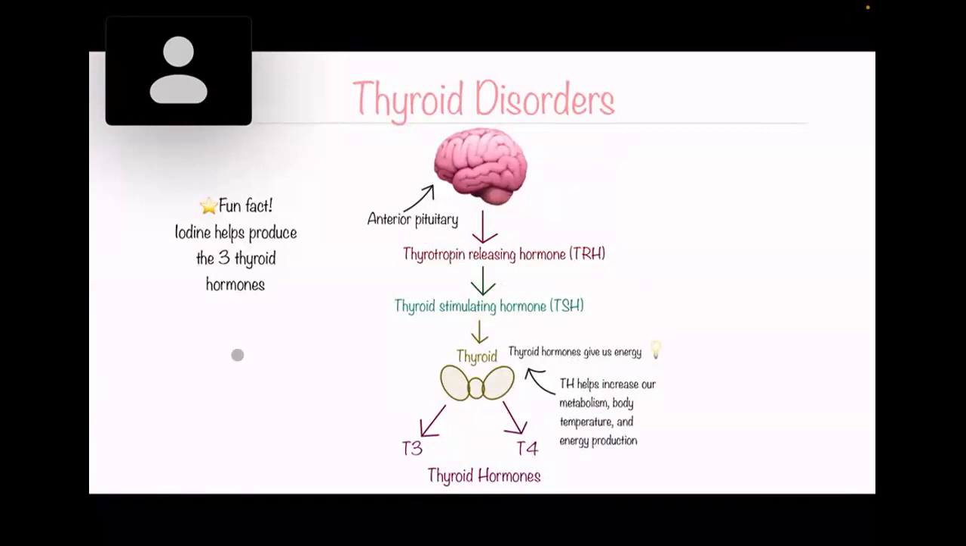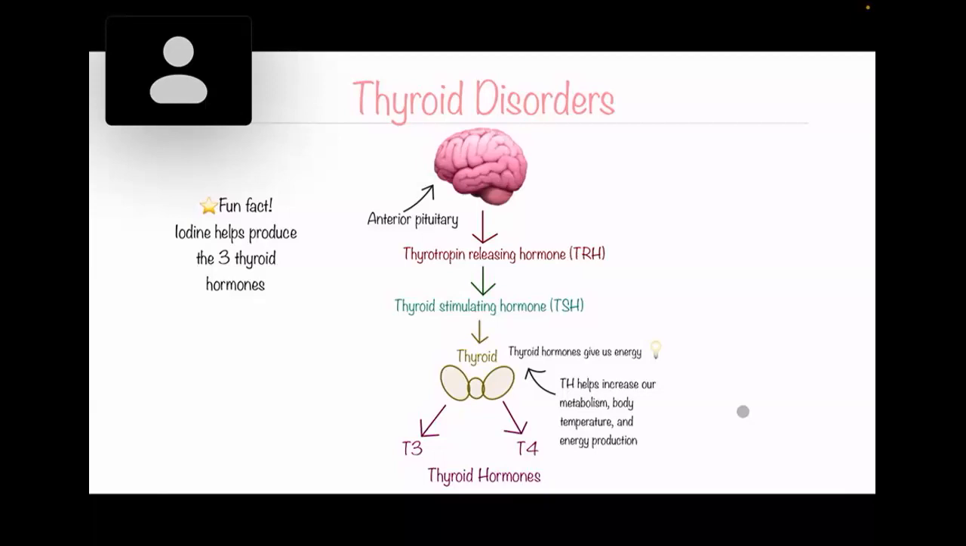Here's another little thing I drew out to help you understand thyroid disorders. When you think of thyroid, I want you to think energy. T3 and T4 are our thyroid hormones. Our thyroid hormones, think energy. If I have too much thyroid hormone, I'm going to have lots of energy. If I don't have enough thyroid hormone, I'm not going to have a lot of energy. And that's a good way that you can remember thyroid disorders.